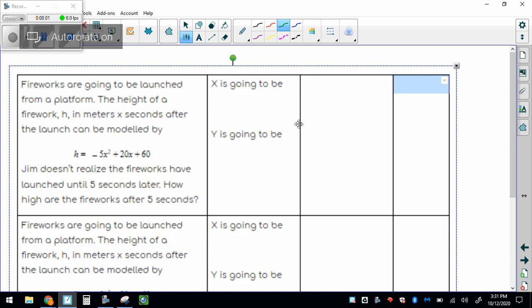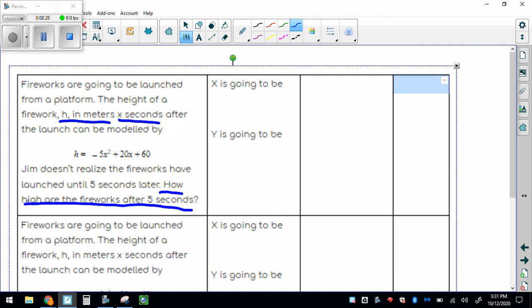All right, so let's talk about the first one. So it's important that you read the whole thing. Fireworks are going to be launched from a platform. The height of the firework, h in meters, x seconds, so x must be the time, after the launch can be modeled by this equation. Jim doesn't realize the fireworks have launched until 5 seconds later. How high are the fireworks after 5 seconds?